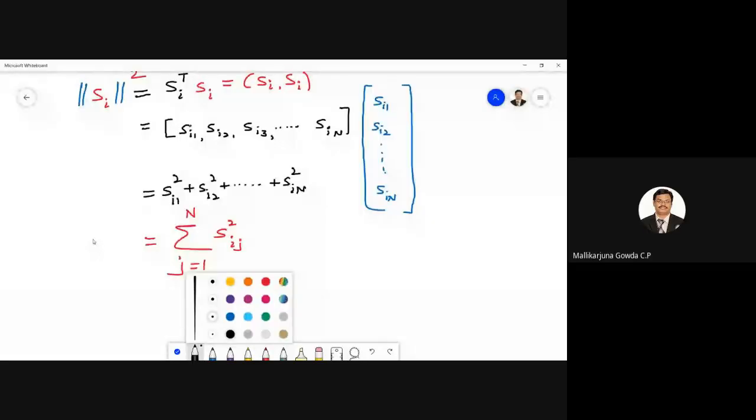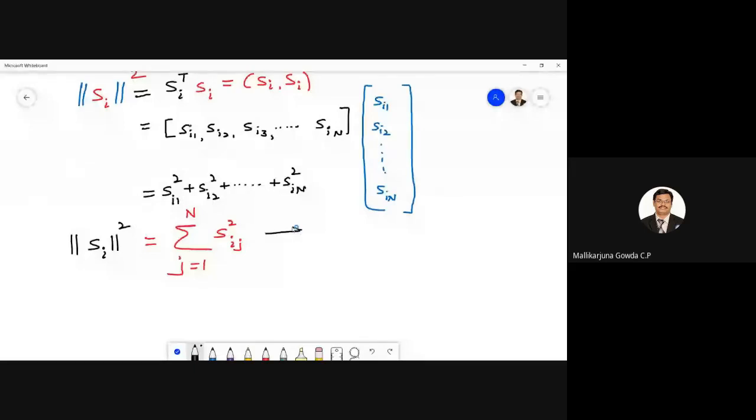Yes, can I write like this? I'm asking. Any one of you can say. So the squared length of the signal vector can be written as summation j is equal to 1 to n of S square ij. So let me call this, what is the equation number? Have I given any number so far? If I am correct, it is equation number 5.